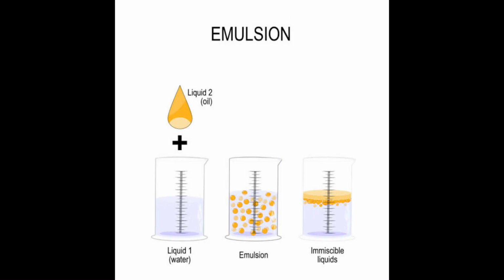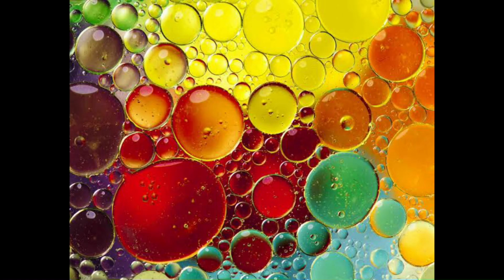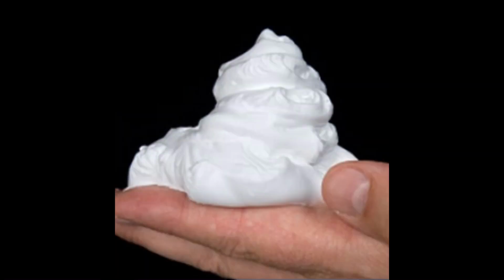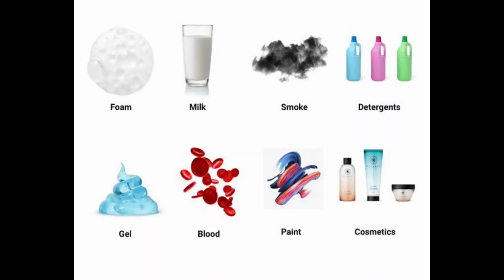First one is emulsion. It is a colloid between two or more liquids, with one consisting of a dispersion of another liquid. Second is foam, and foam consists of gas dispersed in solid or liquid. Third one is aerosol, and it consists of minute liquid or solid particles in a gas. An example of colloid is mixing mayonnaise with water. Also, there are other examples of colloids like gel, milk, blood, smoke, paint, cosmetics, or detergents.